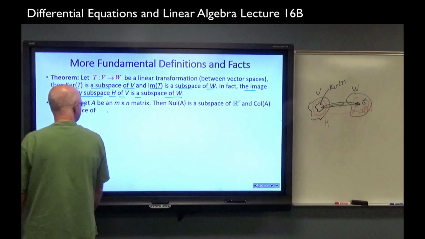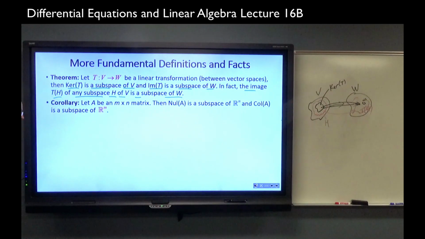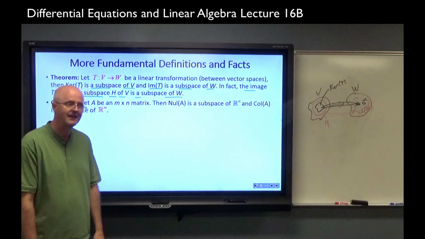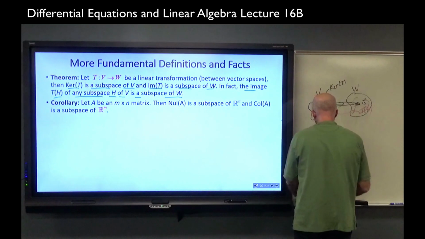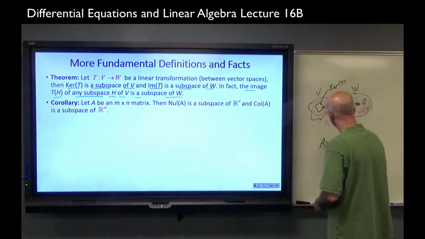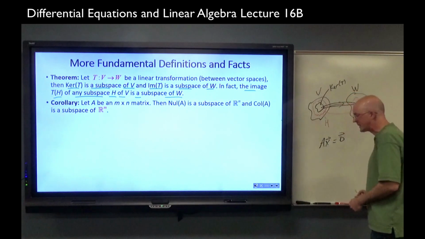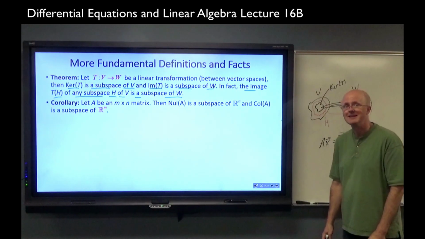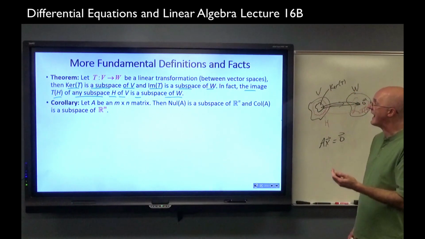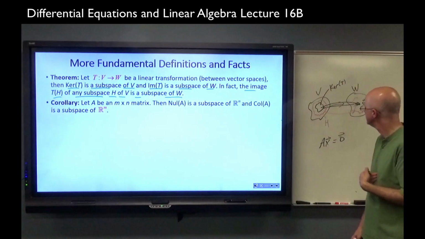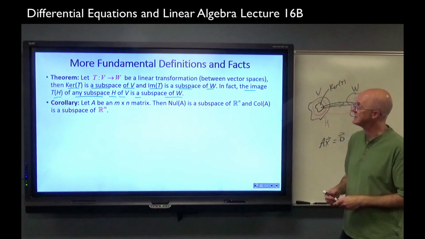Corollary. Let A be an m by n matrix, then the null space is a subspace of Rn, and the column space is a subspace of Rm. What's the null space of A? It's the set of all vectors x such that A times x is the zero vector. That sounds a lot like the definition of the kernel of a linear transformation. Yeah, it is, if the linear transformation is from Rn to Rm.